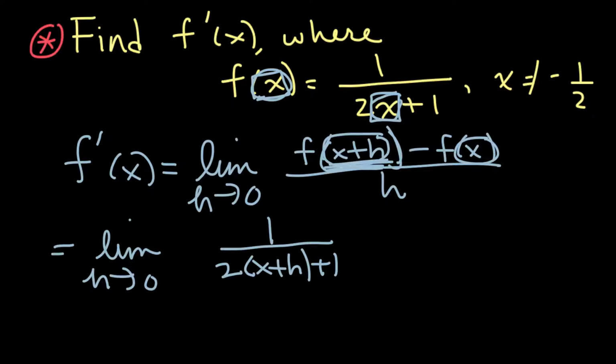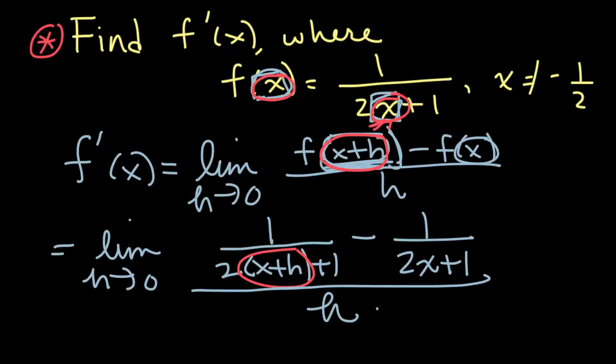So let's make sure we understand that. There's the variable. Now we plug this in for x, and so we get 1 over 2 times x plus h. Okay, let's continue. So that's minus 1 over, what do we get here? Just 2x plus 1, and that's all over h. So now we have the job of taking these two fractions and adding them together.